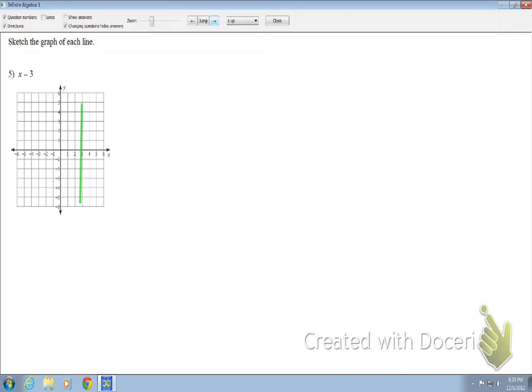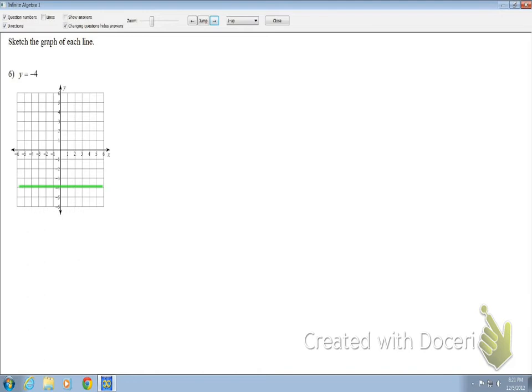And of course, problem 6 is instead of a vertical line, y equals -4, that's going to be an instance of a horizontal line, every place where y is -4. So that's graphing using slope-intercept form.